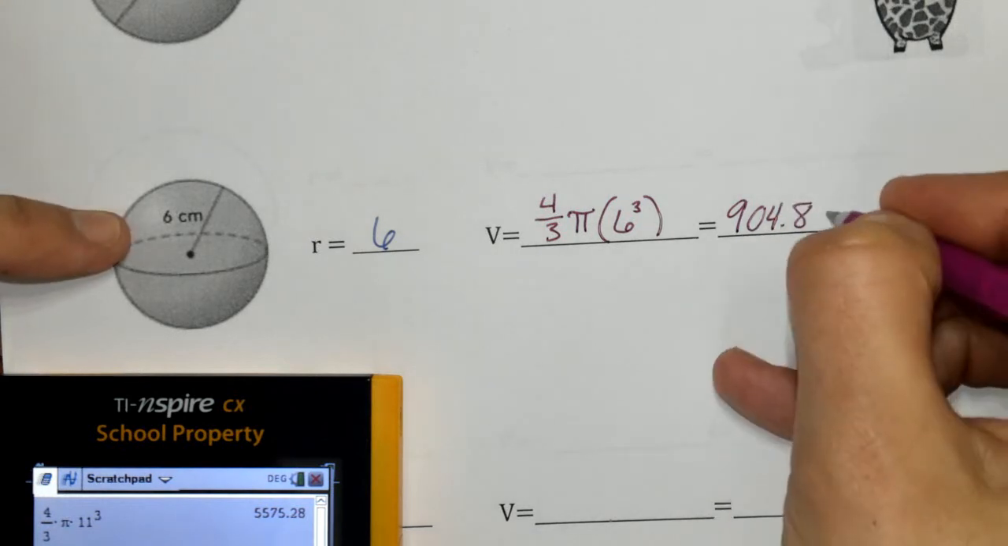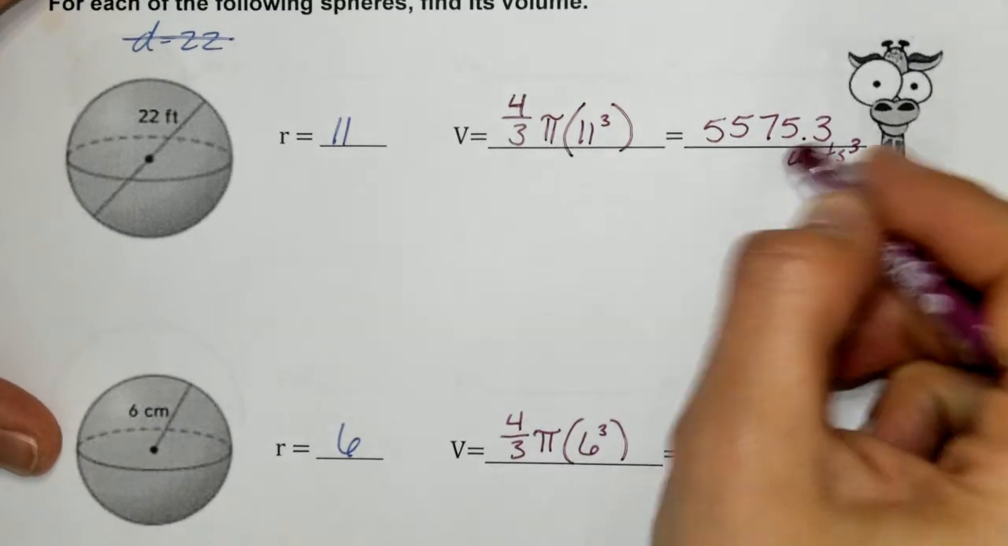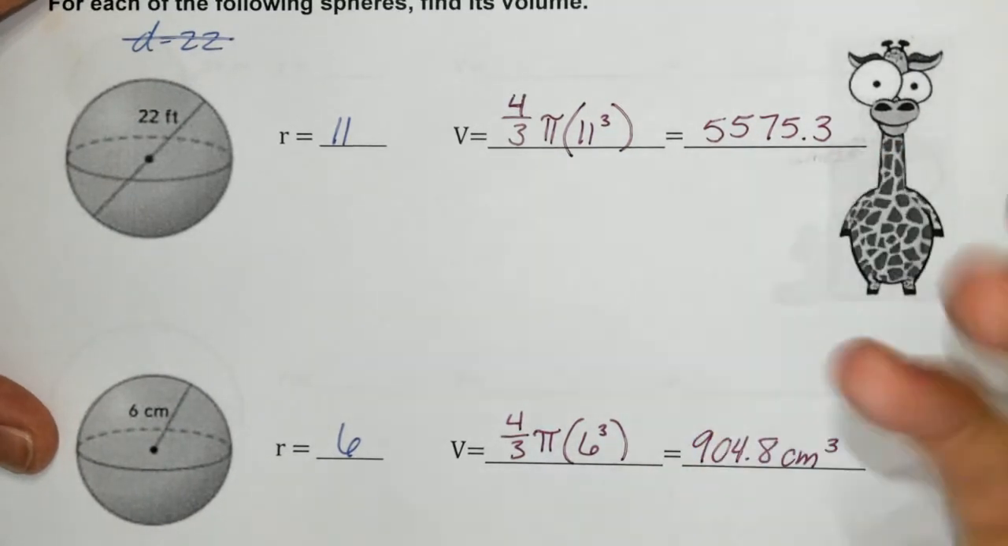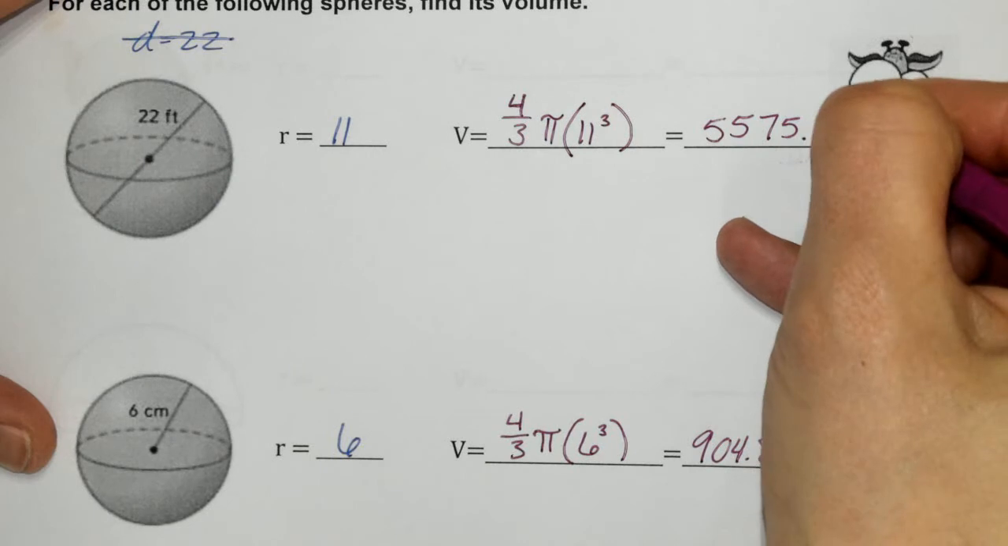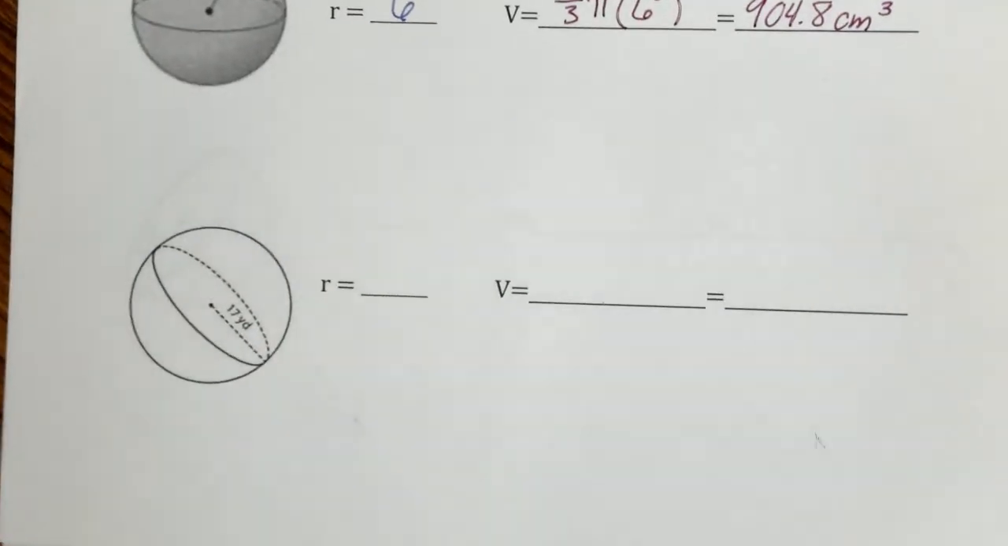This is centimeters, so we'll do centimeters cubed. Let's go back up to the first one, because I forgot that these ones did have units for us. So the first one should be feet cubed. So the giraffe didn't get in the way. All right, last sphere one.